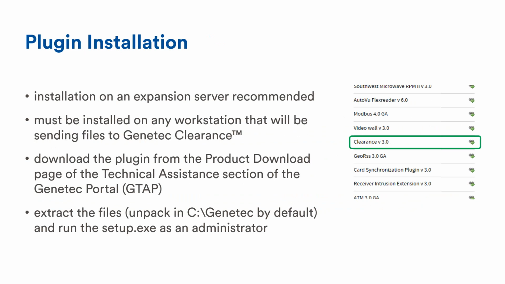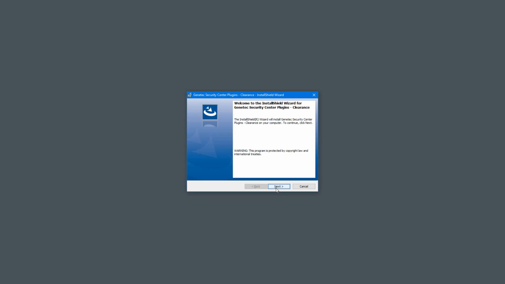The plugin installation is very simple. We recommend installing the plugin on an expansion server so it will not affect the performance of the main directory server, and it should be installed on any workstation that will be interacting with Clearance. On the server and workstations, simply download the Clearance plugin from the product download page of the GTAP and run the executable file to unzip the contents to a folder. Open the extracted folder, which is C:\Genetec by default, and run the setup.exe file as an administrator. Follow the installation prompts and click Finish when it is complete.